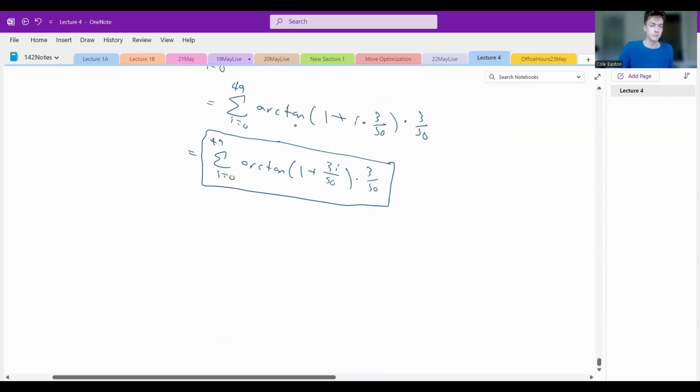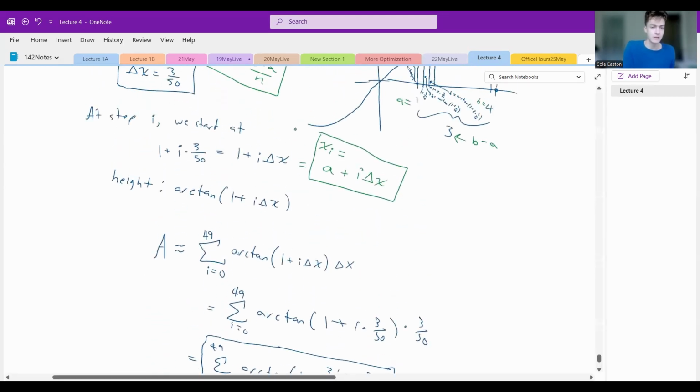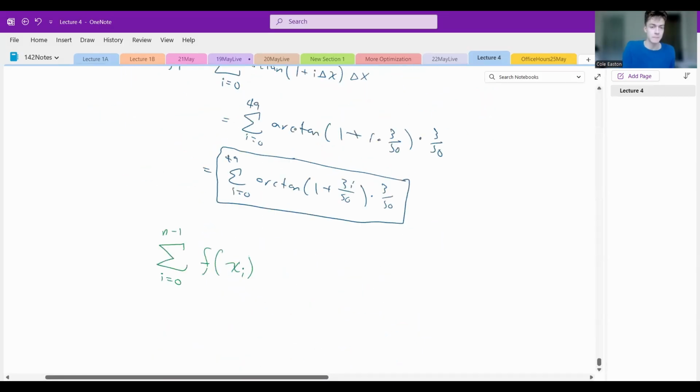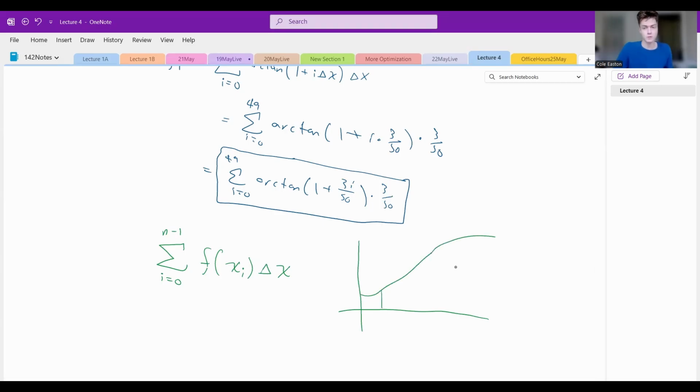And so that means that our general formula here is this sum from i equals 0 to n minus 1, right? We didn't want to use the last rectangle there, of f of x i, right? That's whatever point we're at i. So that's our a plus i delta x, times delta x. Now notice that this formula that we just wrote corresponds to a picture like this, where between some a and b, we draw all of our rectangles touching the curve on the left side.